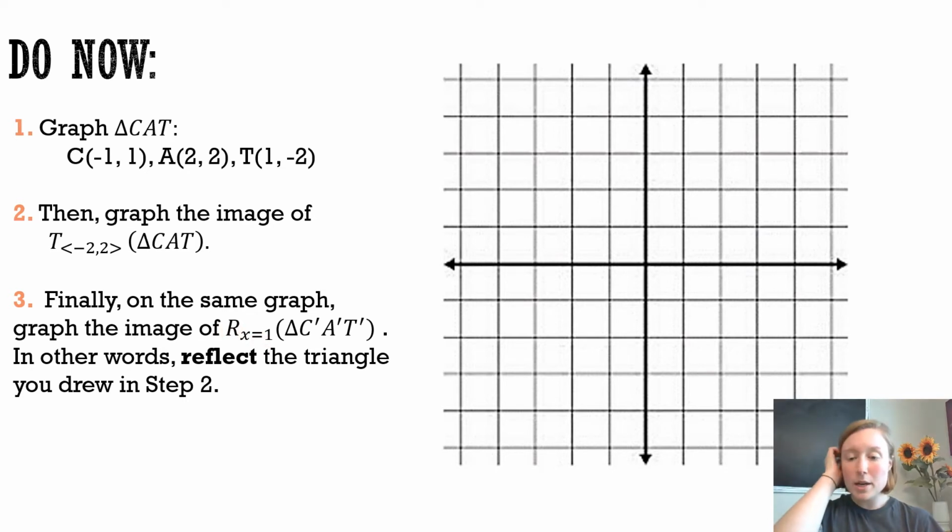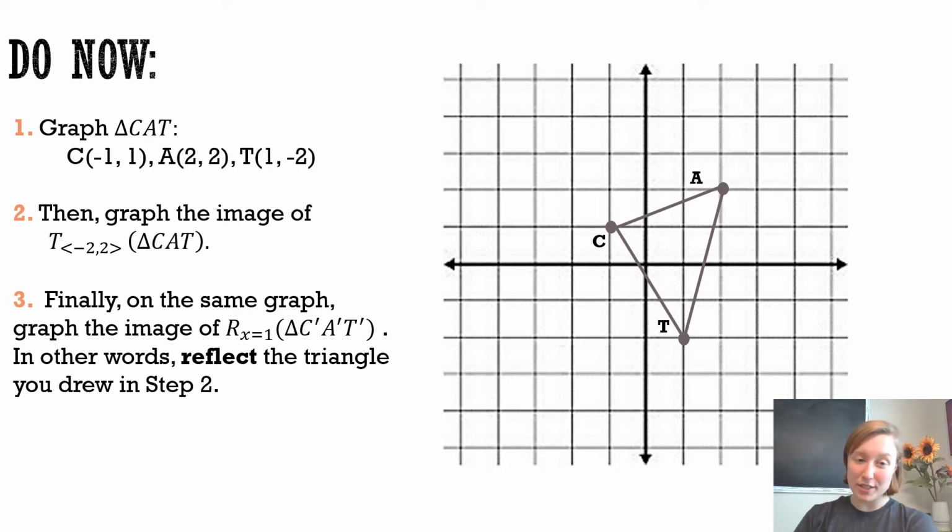Okay, so take a minute and pause if you need to, and then I'll show you what my do now would look like. My step 1 for graphing triangle CAT looks like this. If you haven't already paused, I would really encourage you to pause and take a minute and try it yourself so that you're not just hearing me do it. If you actually do it yourself, you're going to get the review in much more efficiently for your brain.